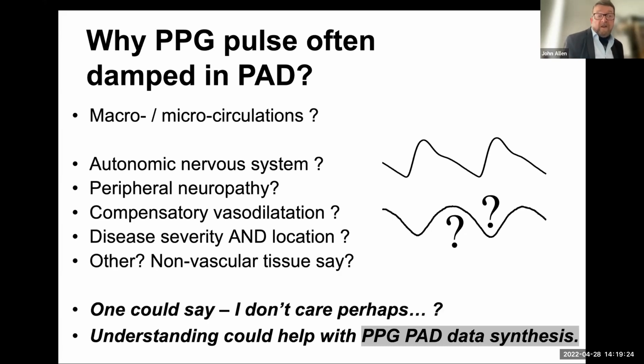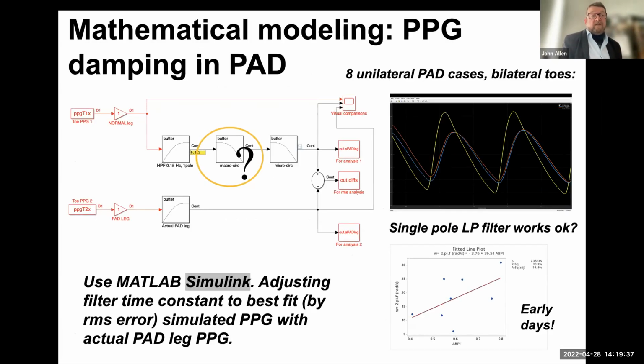Okay. But some people say, I don't care, the AI algorithm works. It gives 90% accuracy, we're happy. But it's useful, obviously, from a science point of view to try and understand this better. And it would help us, say, with data synthesis. So this has led to some recent work with some modeling, using the package MATLAB Simulink. What you can do is take bilateral toe pulses, and these are unilateral PAD cases. So disease down one leg, one side okay.